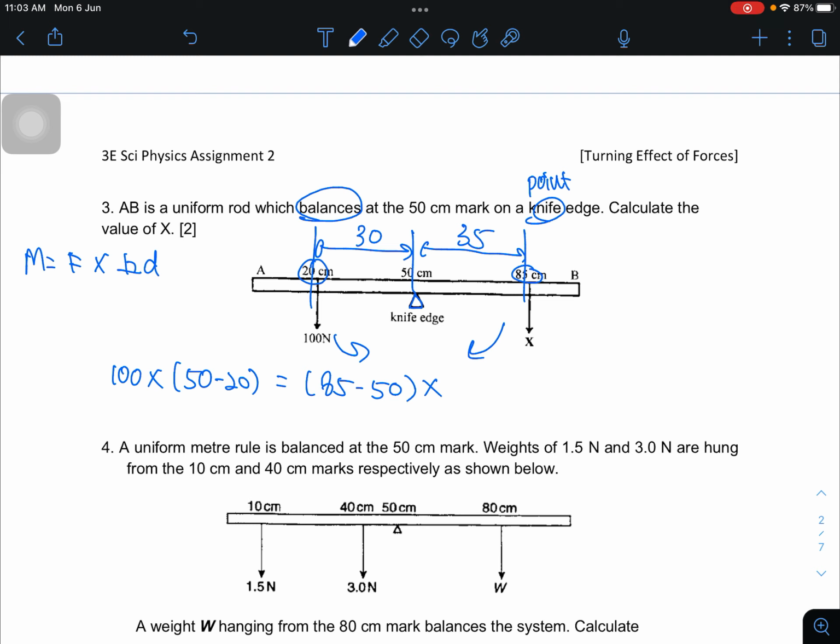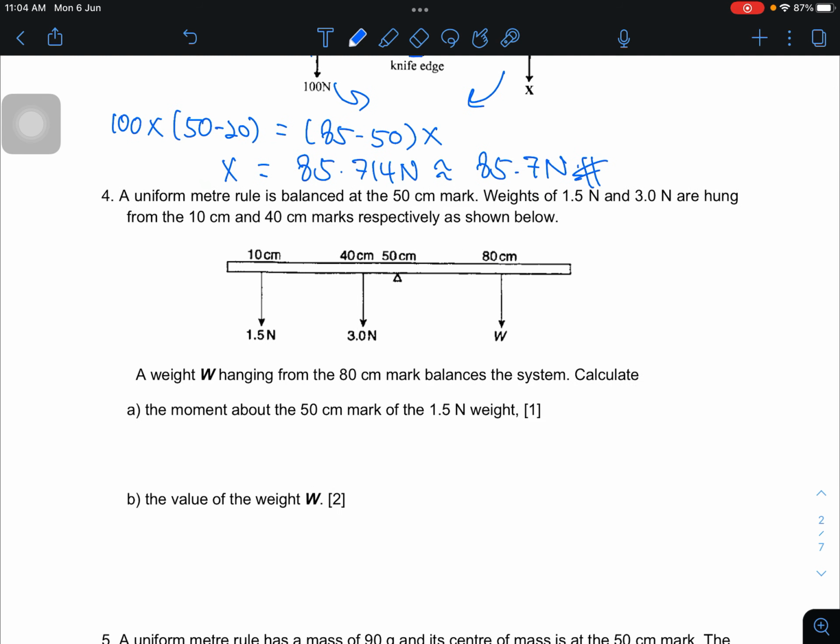For this question, because we are not required to find everything in SI units, we can just use centimeters to solve throughout the entire question. So in this case, what is my value of x? I have 3,000 over here, then 3,000 divided by 35, so this is 85.714 Newton. We round it off because it's not a perfect answer. Round it off to 3 SF. 85.7 Newton.